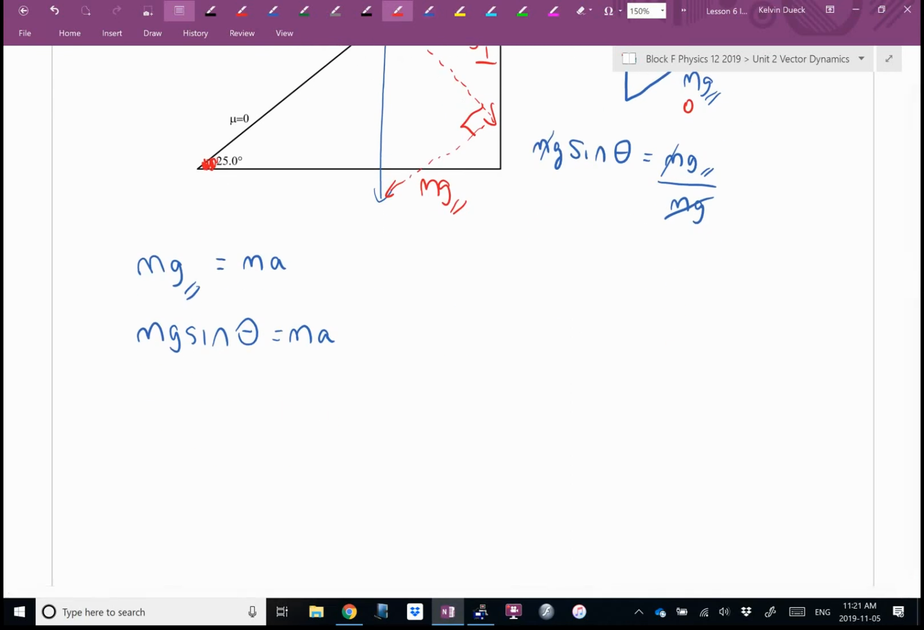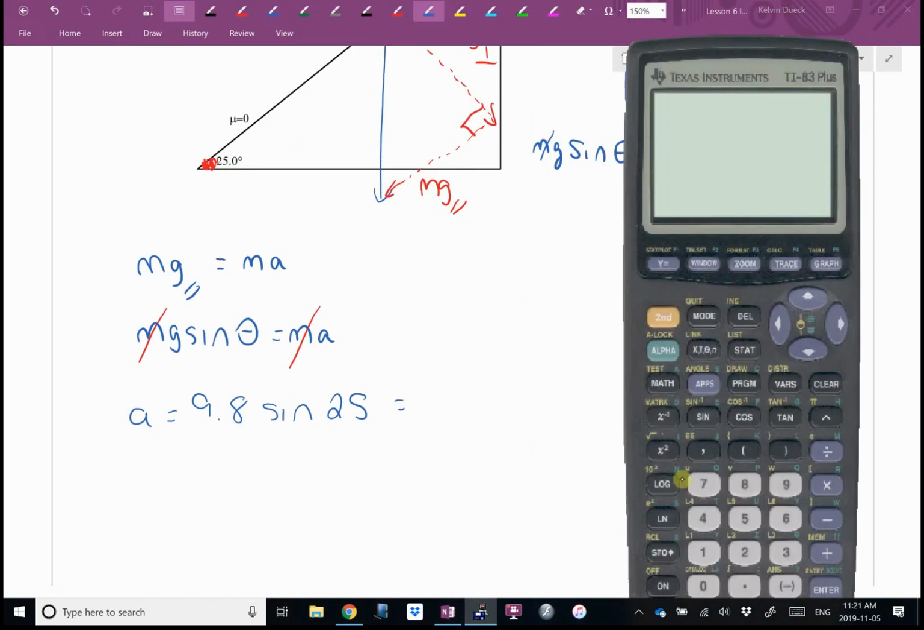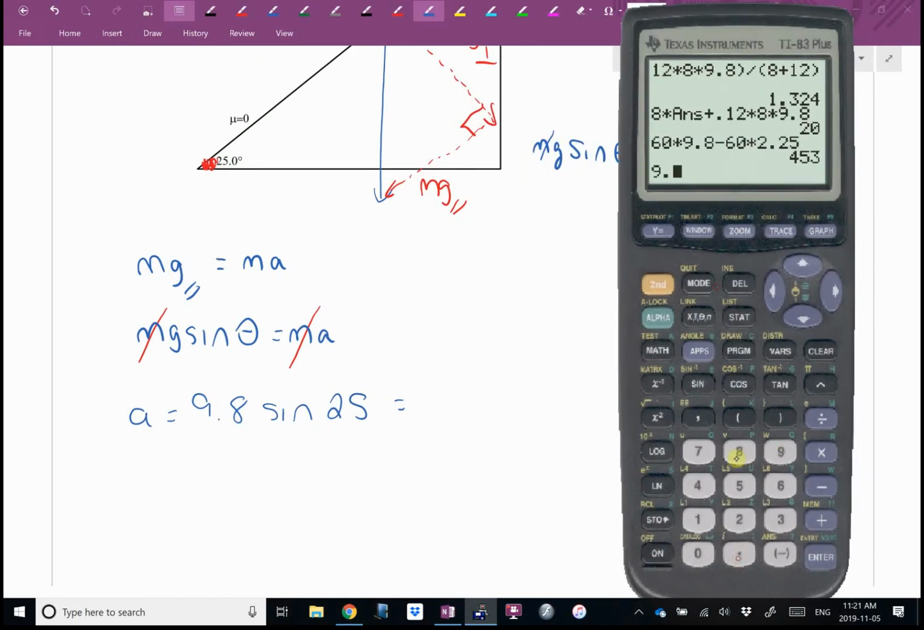So, you can cancel the m out on this side if you want, or you can cancel the m out on the other side. What are we trying to find, William? We're done. The acceleration is going to be 9.8 sine 25. Not negative, we took care of that. Oh, and I knew it was going to be less than 9.8 because 9.8 would be if the hill was vertical. You get 4.14 meters per second squared.